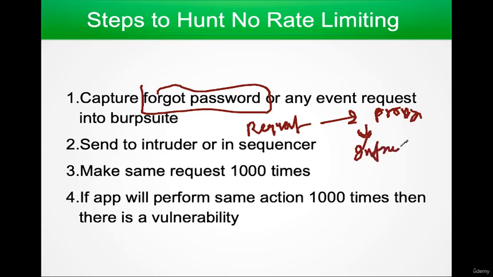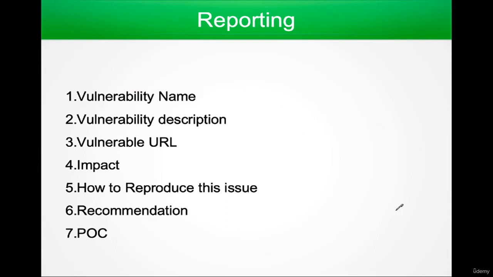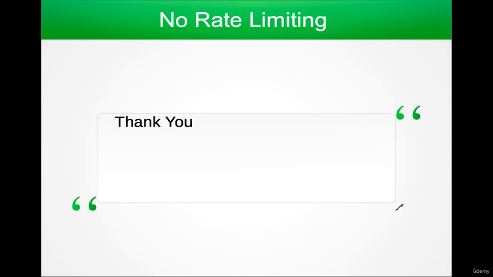After sending to intruder, make the same request 1000 times by selecting one position, or you can also use the sequencer tab. If the app performs the same action, let's say the forgot password, and you receive email or SMS 1000 times, then there is no rate limiting. There should be some rate. So the vulnerability is no rate limit defined. Now we'll talk later about how to report this vulnerability. Thank you so much. This is all about the background concept of no rate limiting.